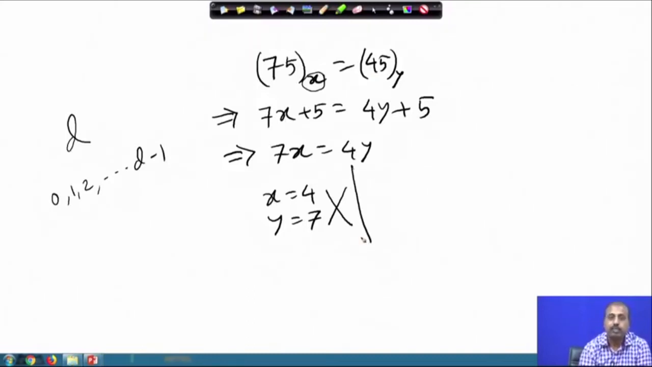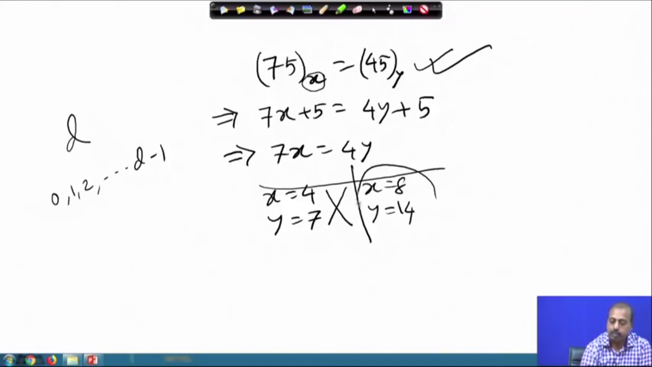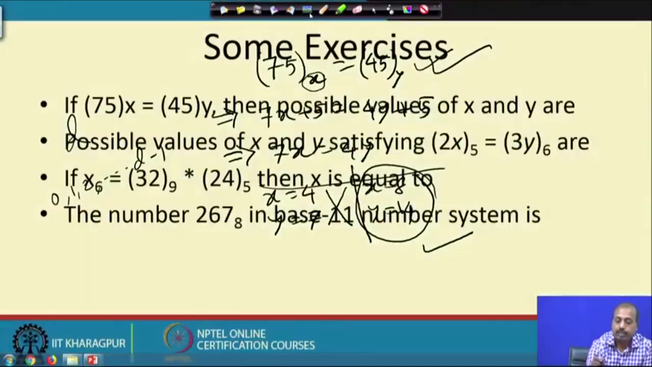So, this does not satisfy the relation. So, what else can be satisfied? We can take the next one. So, I can take x equal to 8 and y equal to 14. If I take x equal to 8 and y equal to 14, then it is fine. So, this relation is correct, and this is the correct value for this particular problem.